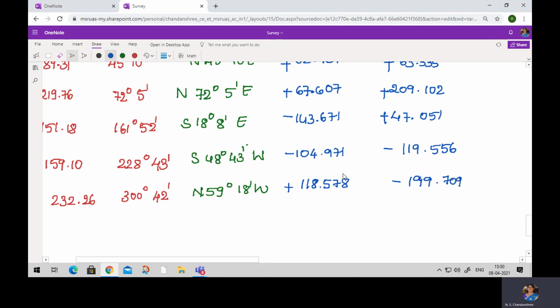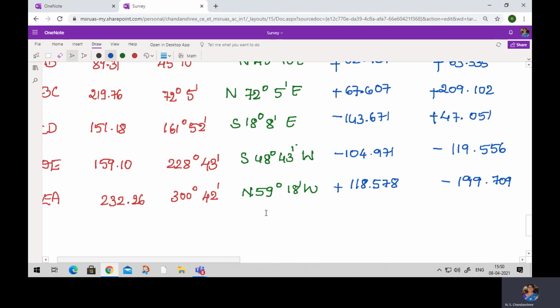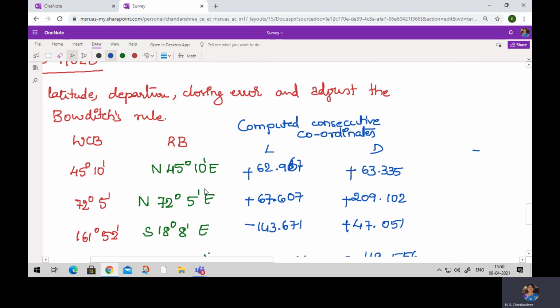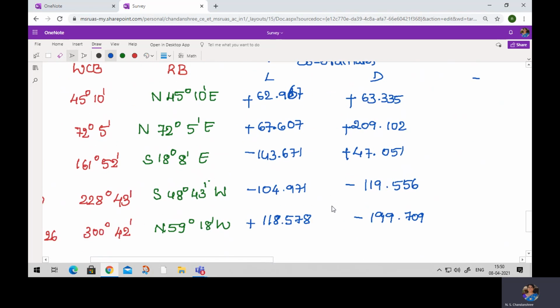So what we have done till here is we have calculated the latitude and departure of each line. Now our question says calculate the correct latitude and departure and adjust the traverse. Before that we have to check whether there is any error, any closing error. For that we will find out the sigma L value and sigma D value.